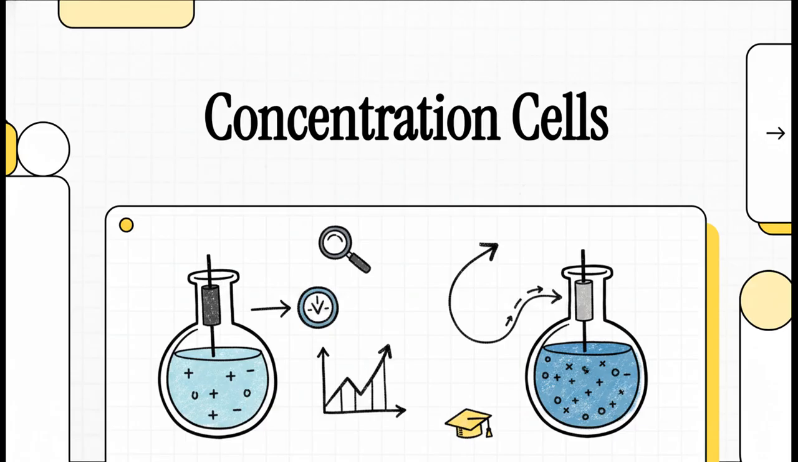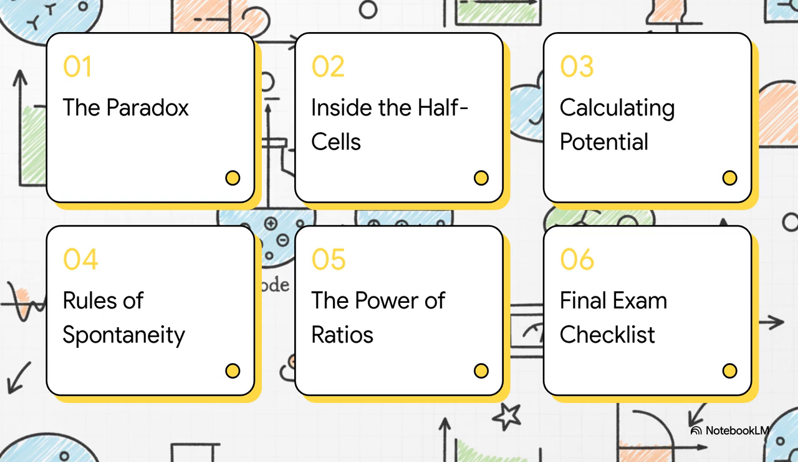Let's get into it. Here is our quick roadmap for today. We'll start out with the core paradox, peek inside the half cells, calculate the potential, lay down the rules of spontaneity, explore the power of ratios, and then finish up with a final exam checklist.